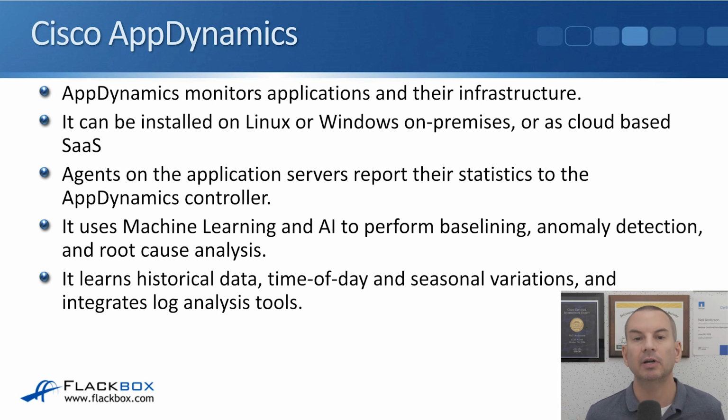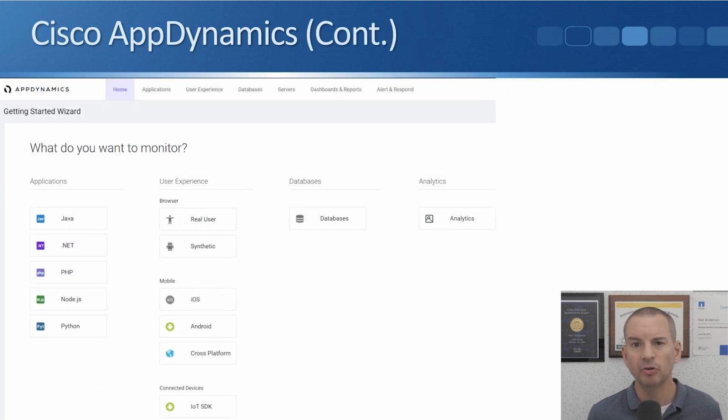It uses machine learning and AI to perform baselining, so the normal patterns for that application, the normal performance you see for that application, anomaly detection, and root cause analysis. It learns historical data, time of day, and seasonal variations, and integrates log analysis tools, so it's using machine learning for that. So looking at AppDynamics, after you've just installed it, you'll see the Getting Started wizard.